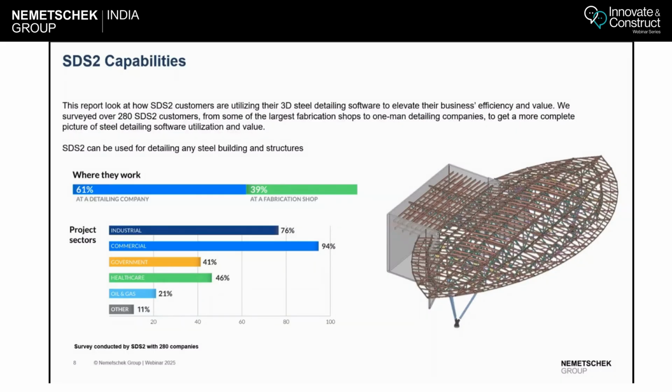This is the survey in which 61% of the detailing companies participated and 39% were fabricator shops. They told that worldwide 76% of the customers are using it for industrial projects, 94% on commercial, 41% for government, healthcare 46%, oil and gas 21%, and other projects 11%. I have also placed a classic example of a complex structure. It's an amphitheater, which has been executed in SDS2.